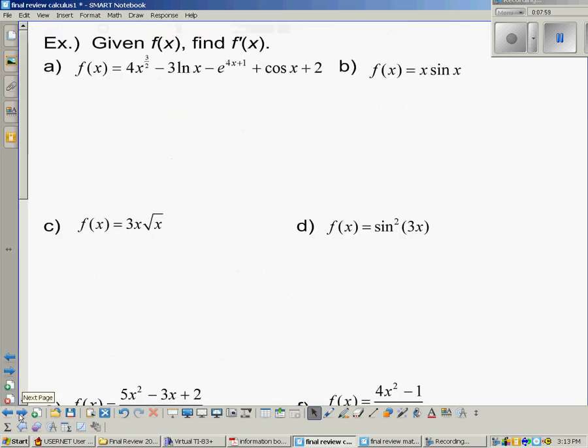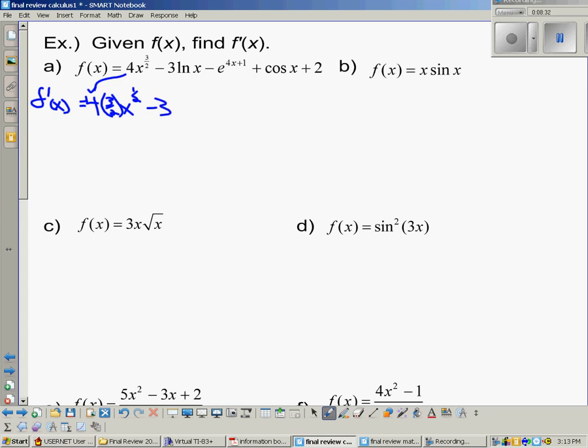All right, let's do just a bunch of derivatives here to get into the swing of things. So if I have 4x to the 3 over 2 minus 3 ln x minus e to the power of 4x plus 1, this has got a whole bunch of parts to it. And each one of them we need to differentiate. So we'd have, okay, this 4. Now that x to the 3 over 2 is going to go down by 1, its power, and the 3 over 2 comes out front.